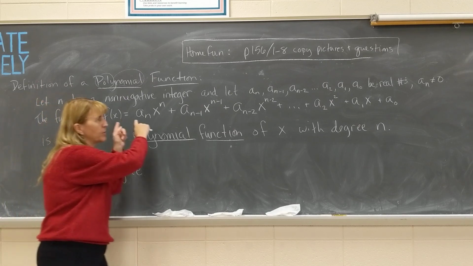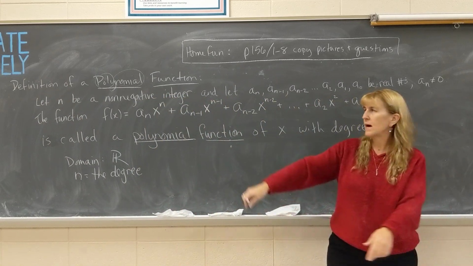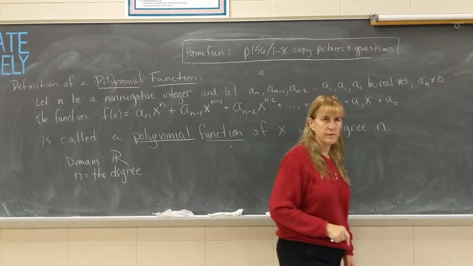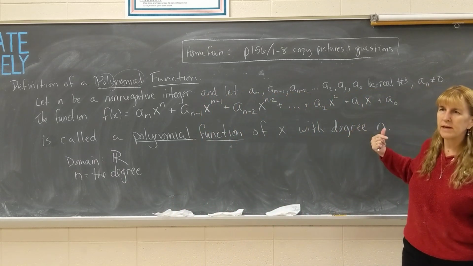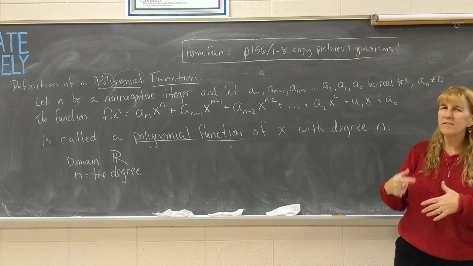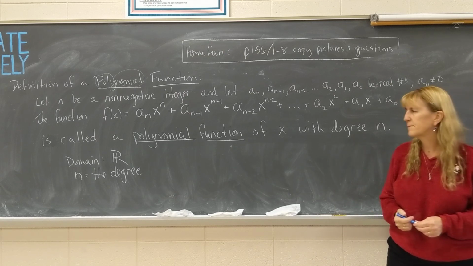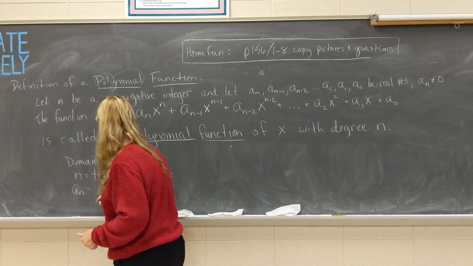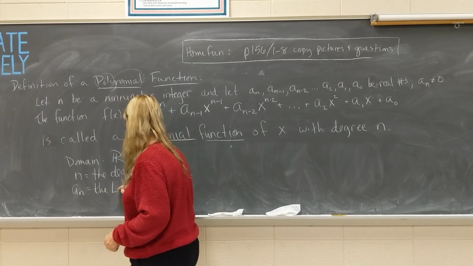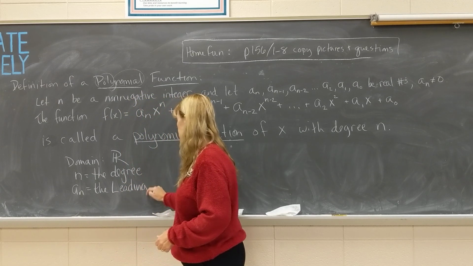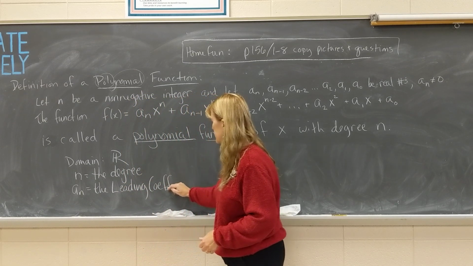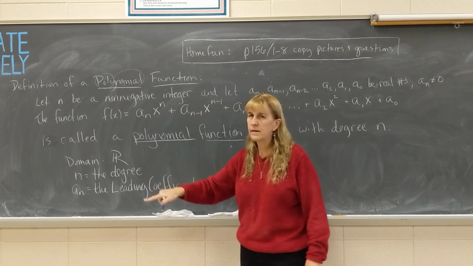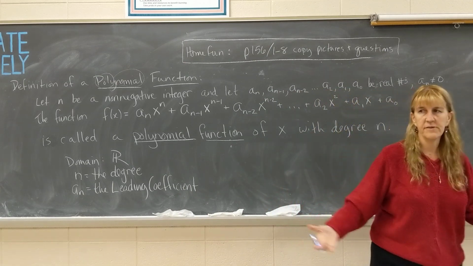So if your polynomial function is in this format, then the highest exponent you see is considered the degree of that polynomial function. Just like you knew that x cubed was a cubic and x squared was a quadratic, the highest exponent determines the degree of the polynomial function. A sub n is called the leading coefficient. Is that logical? Yes. It's definitely a coefficient of the first term, and if it's the coefficient of the first term, it's the leading coefficient.